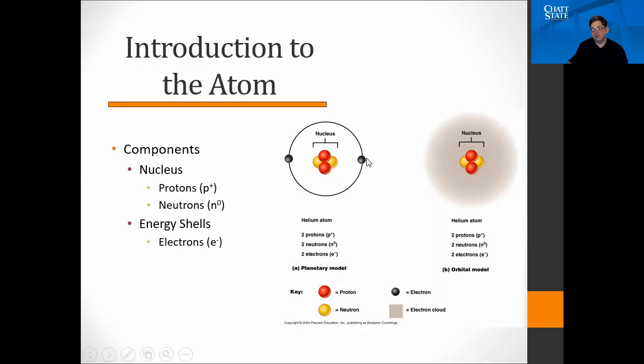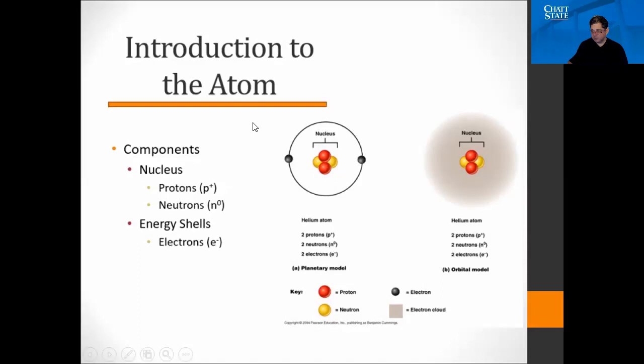Therefore, if I gave you a question, the atomic number is two, you could tell me how many protons it is, right? Which is two. You could tell me how many electrons there are, right? Which would also be two. The next thing we need to talk about is neutrons.